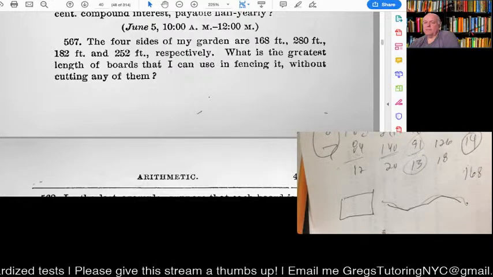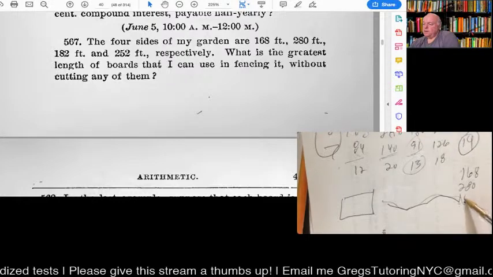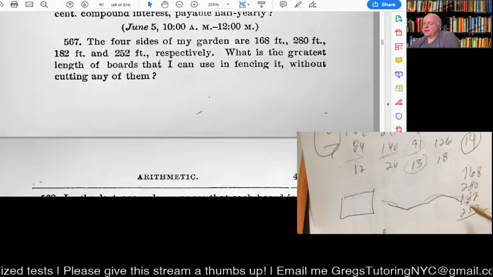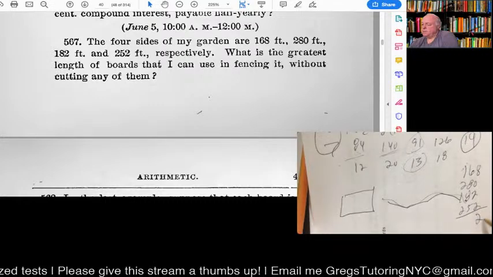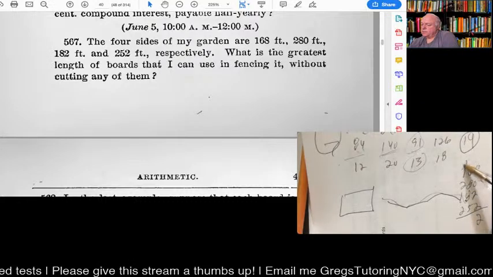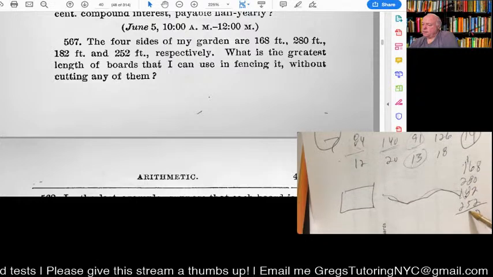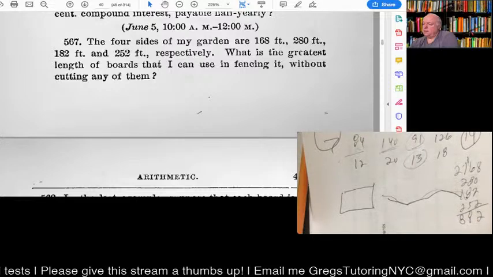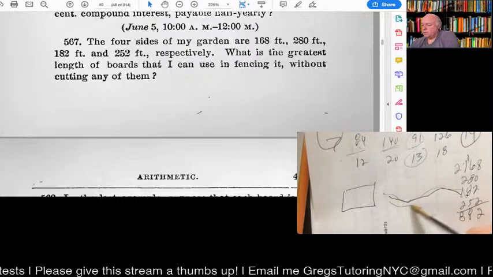168, 280, 182, and 252. There's a lot of numbers here, and it's easy to mess this up. Adding them up, we get 882. So the length of this whole thing is 882.